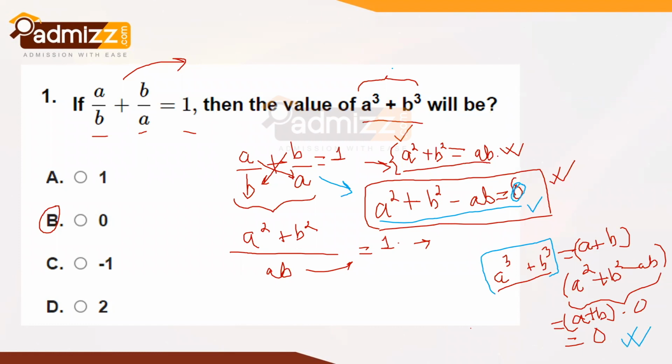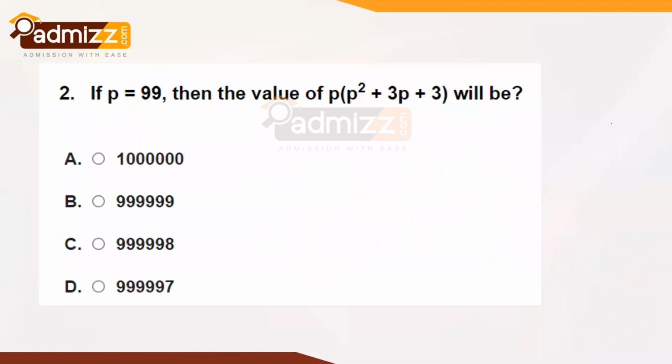Is that clear? All right. So let's move on to the second problem. Take a look at this. If p equals 99, then the value of this will be.